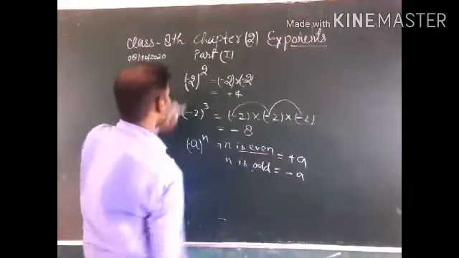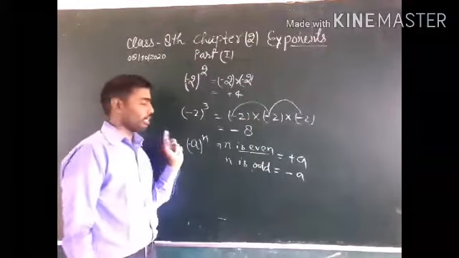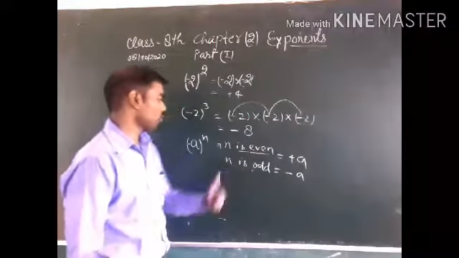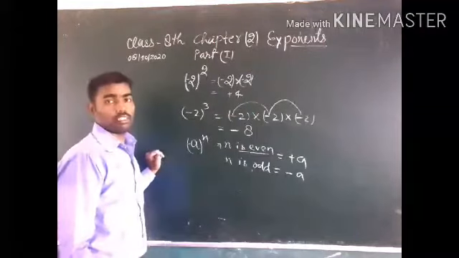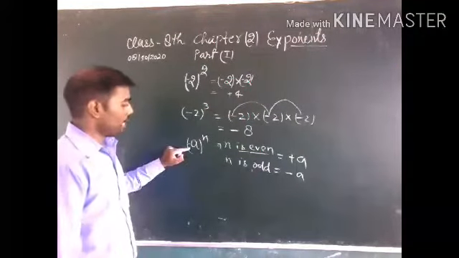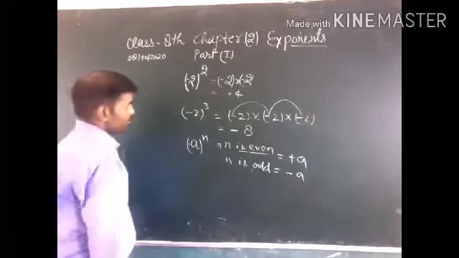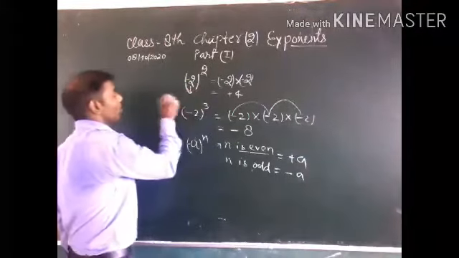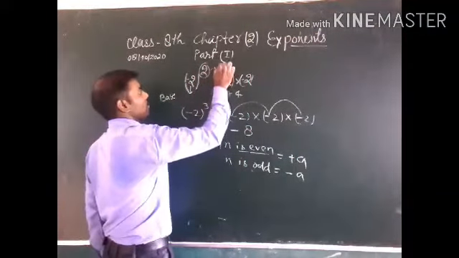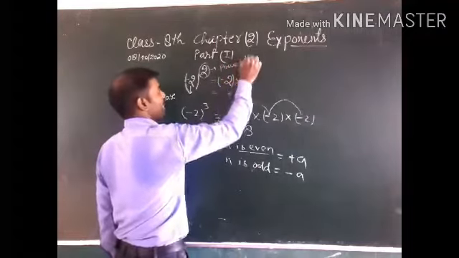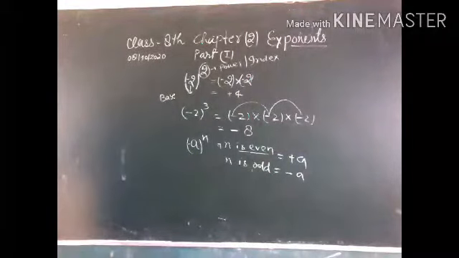Even means a number divisible by 2, an even number. If n is even, you get a positive number. And if n is odd, meaning a number not divisible by 2, that is an odd number, minus a to the power n gives minus. In a to the power n, a is called the base, and n is called the power or index. You can also say index.